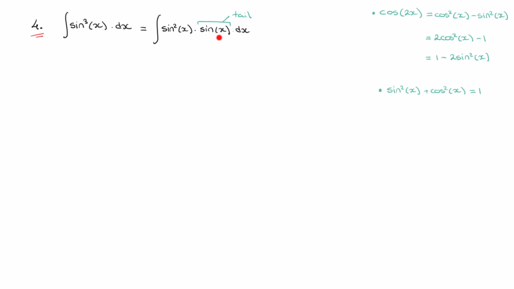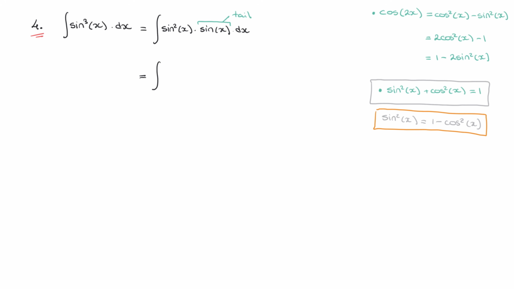And here, since our tail is a sine of x, we're going to want to rewrite this sine squared of x in terms of cosine squared of x. And for that, once again, we'll make use of the Pythagorean identity we have here. Indeed, using that, we can quickly state that sine squared of x is equal to 1 minus cosine squared of x. And I'll go ahead and box that result.